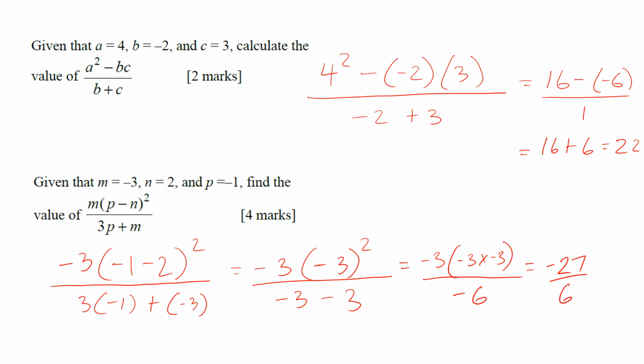Now you can leave your answer as that, or you can reduce it to 9 over 2. In fact, this should be a negative 6 as well. So overall, it's going to be a positive 9 over 2, right? Or you can express it as 4 and a half, right? So the answer is positive 9 over 2 or positive 4 and a half. All right, let's move on to more questions.